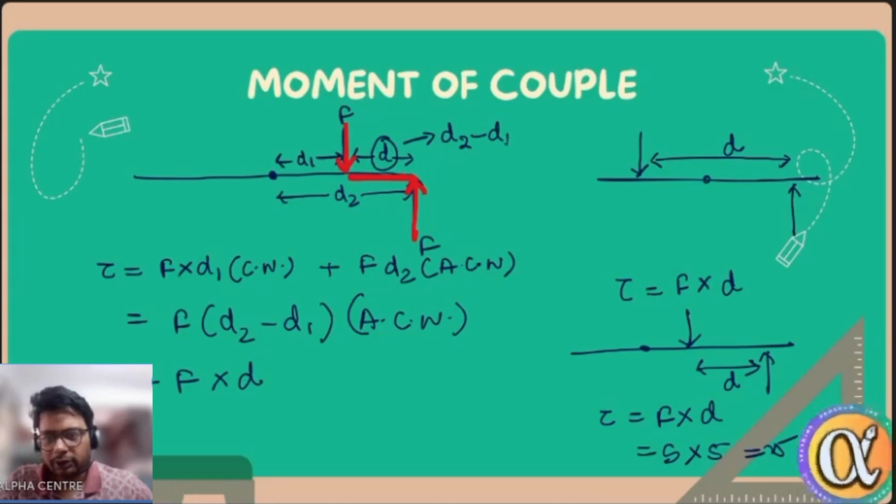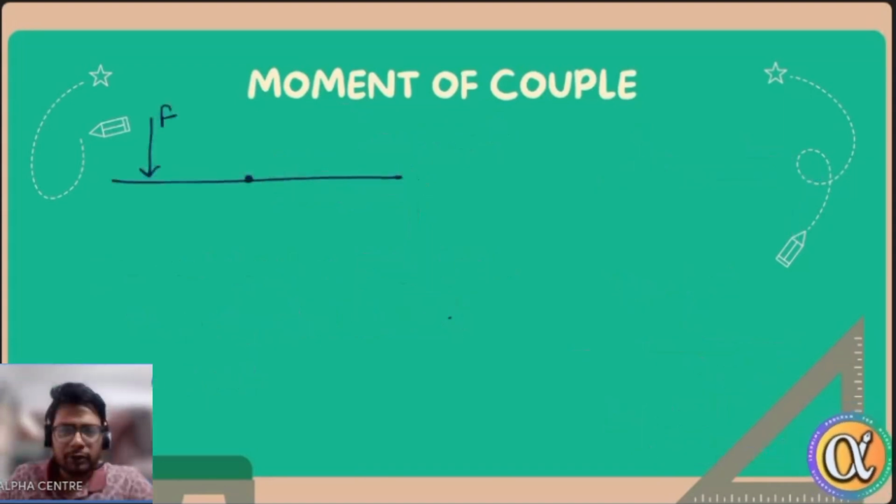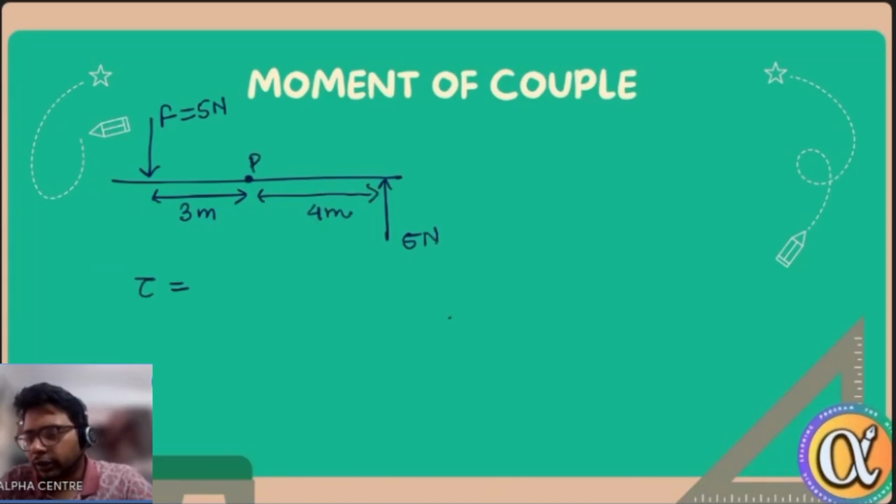Let's try to do a quick question on this. The first force, 5 Newton, is at a distance of 3 meter from the pivot. The other force, 5 Newton, is at a distance of 4 meter from the pivot. What is the total turning effect due to the two forces, or what is the moment of the couple here, not the moment?